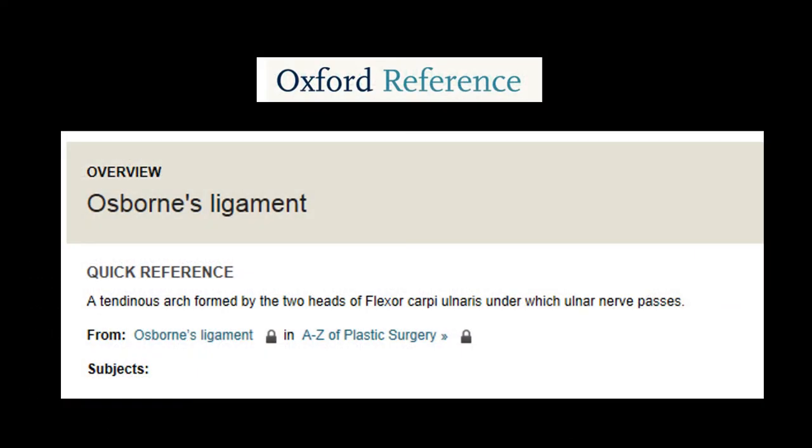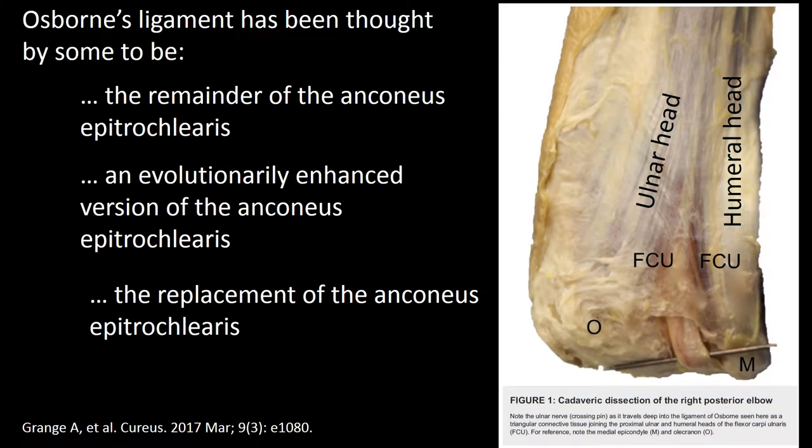The Oxford reference defines Osborne ligament as a tendinous arch formed by the two heads of the flexor carpi ulnaris under which the ulnar nerve passes. What I find interesting about this ligament is the way it has been linked to the anconeus epitrochlearis muscle. The ligament has been considered differently by different authors. It has been considered a remnant of the anconeus epitrochlearis, an evolutionary improvement to the anconeus epitrochlearis, and just a replacement for the anconeus epitrochlearis.